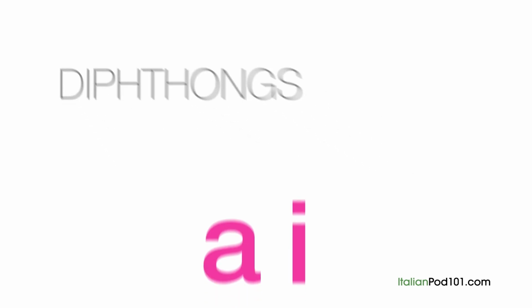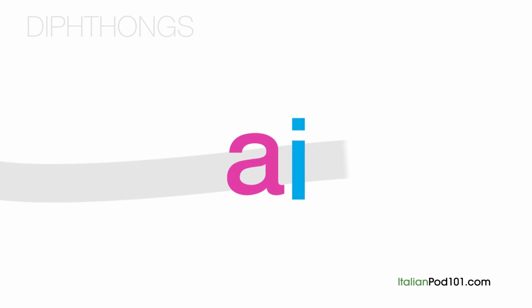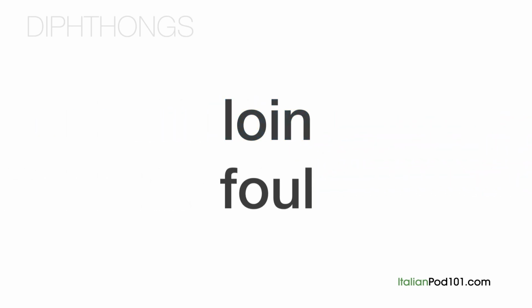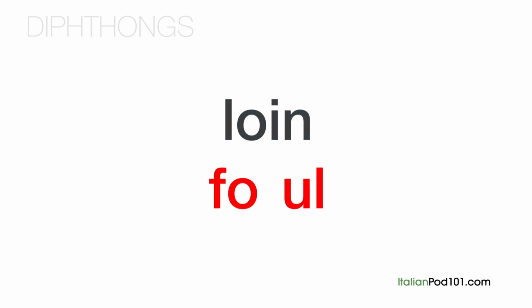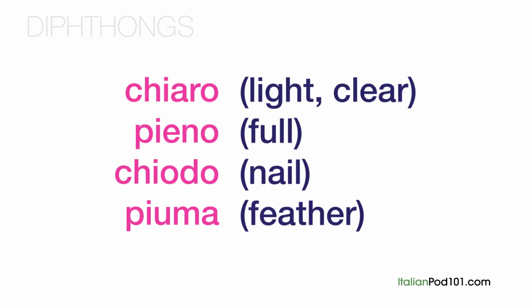A diphthong refers to two vowel sounds that are pronounced within the same syllable. You can kind of think of it like gliding from one vowel to the next very quickly. English has diphthongs as well. Take the word loin, for example. It's not pronounced lo-in, but loin. Or the word foul. It's not fo-ul, but foul. Notice the difference? Okay, now let's have a look at some of the most common diphthongs in Italian.